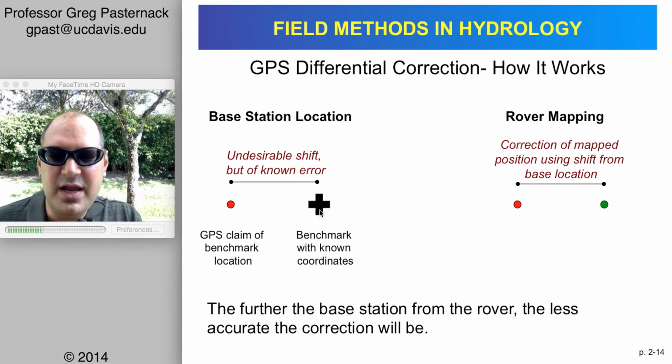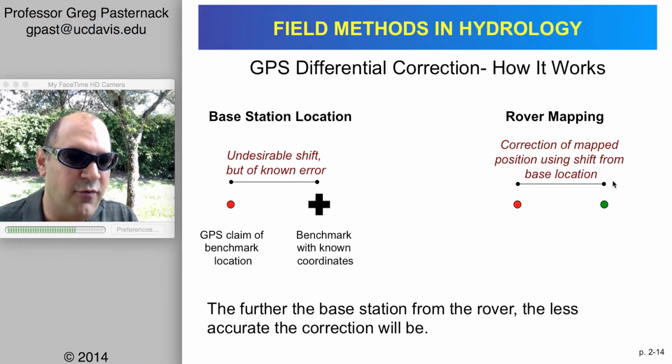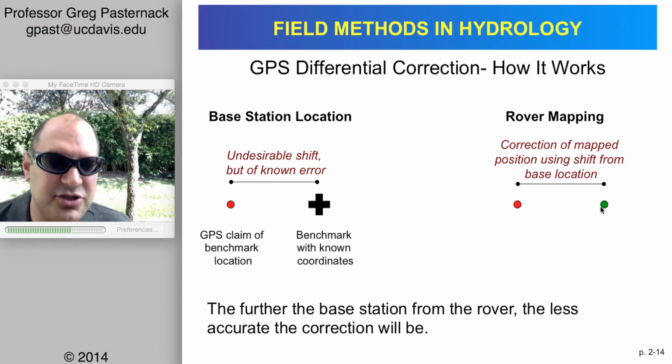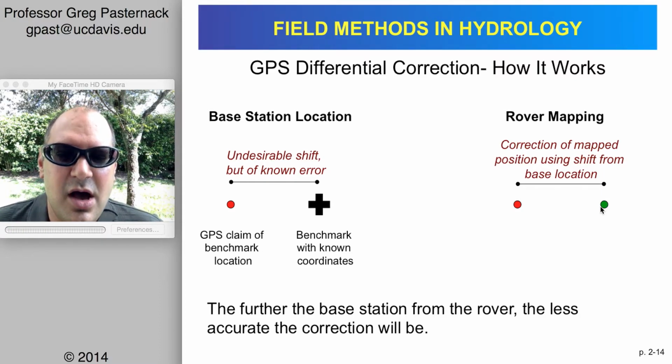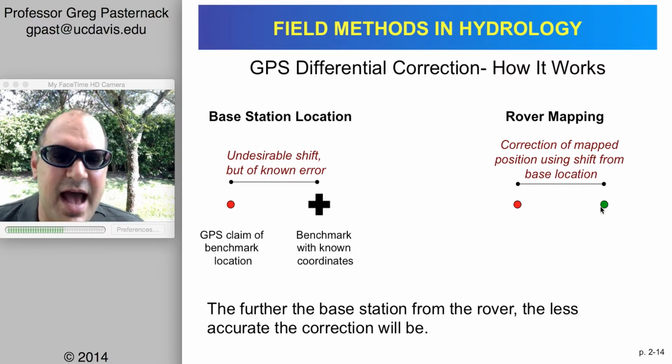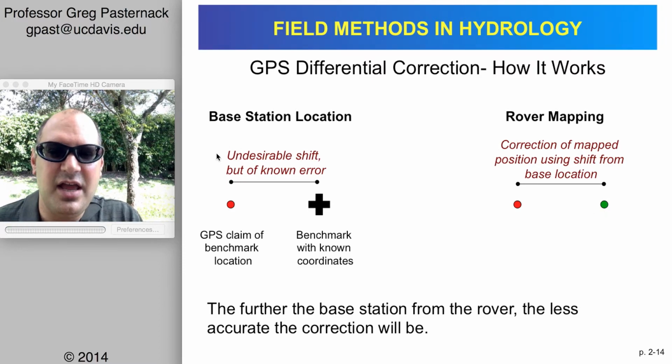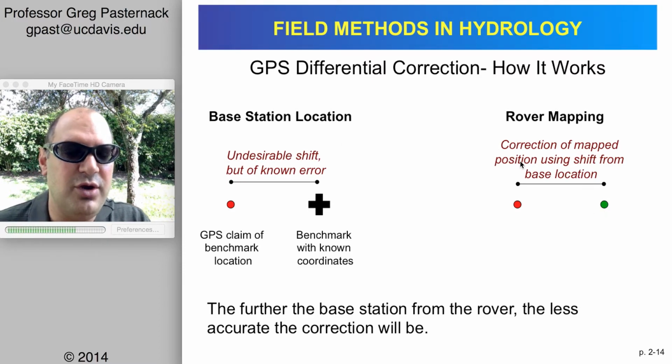Well, what we can do is take this error or shift from the base station location and apply it at what we call the rover location in the field and move us over to here and say, you know what, this is the uncorrected position, but I'm going to apply the offset that we saw at the benchmark and I'm going to move us over here. This is called differential correction. It can be done in the field in what we call real time, using real-time kinematic GPS, where a base station is talking to a rover unit, usually through a radio network.